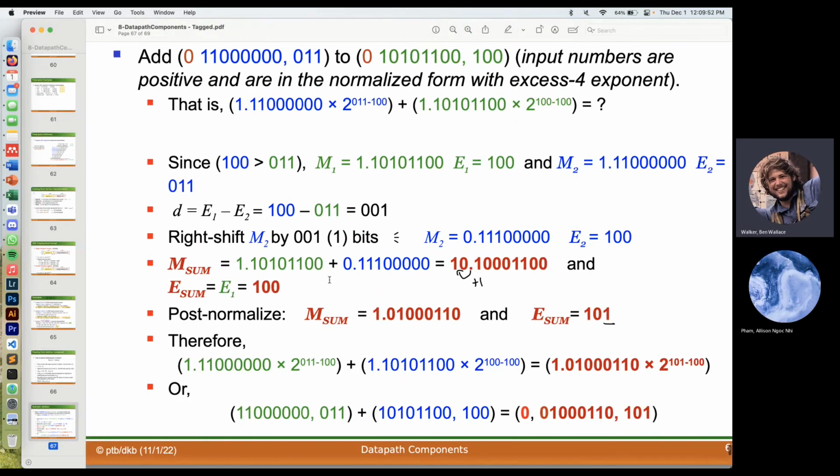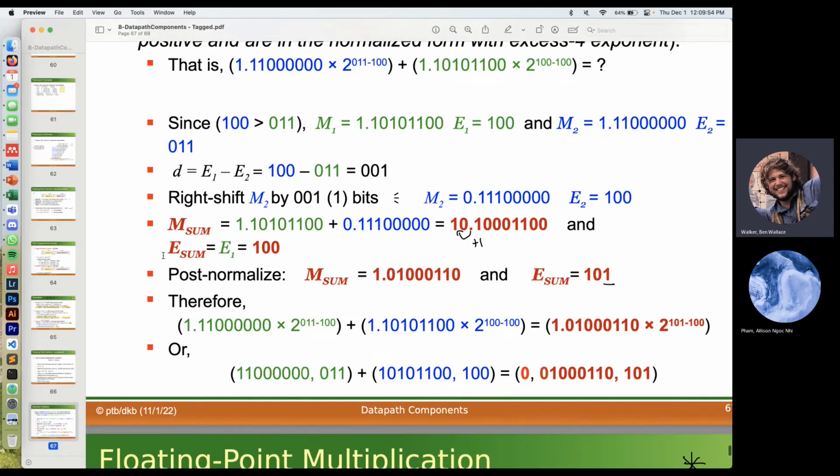Oh, yeah, sorry, I was confused. So typically, if we have our mantissa in the exact same format as previously, you just pick the larger exponent. In this case, it's E1.